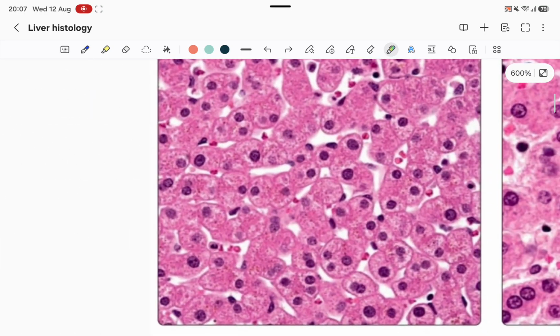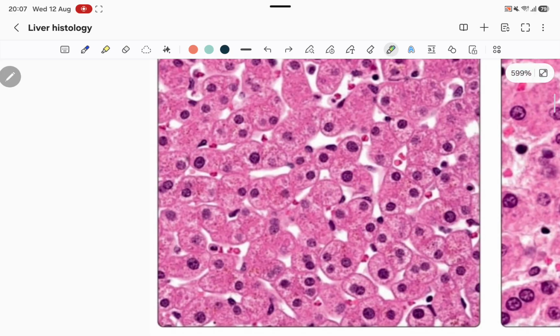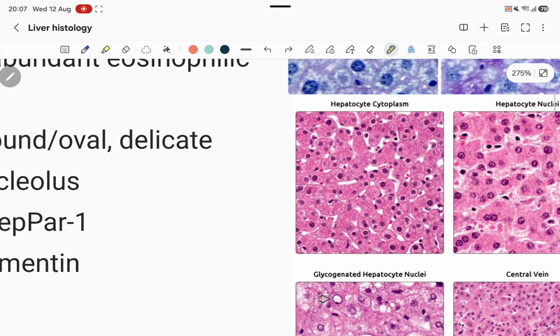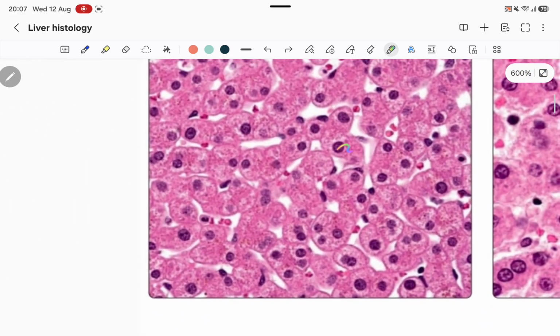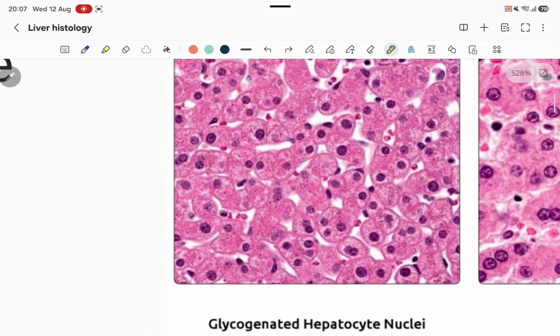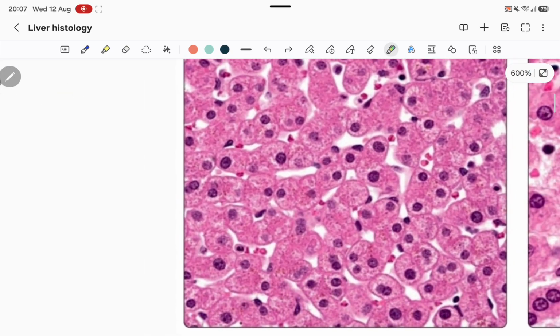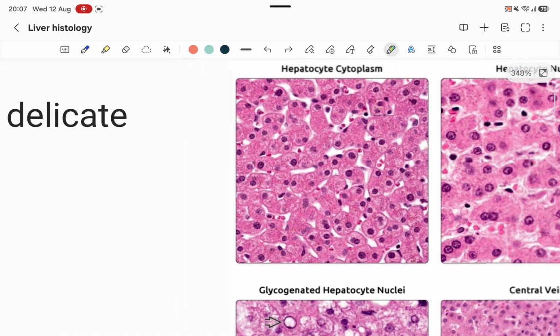oval. And its chromatin is not like lymphocytes, you know, white blood cells. It's not really dense and dark. It's more of a delicate chromatin, because it needs it to do stuff. So it needs it open. I think that's what explains it. And it's got many nucleoli. Sometimes it's not just one nucleolus, but many, probably.